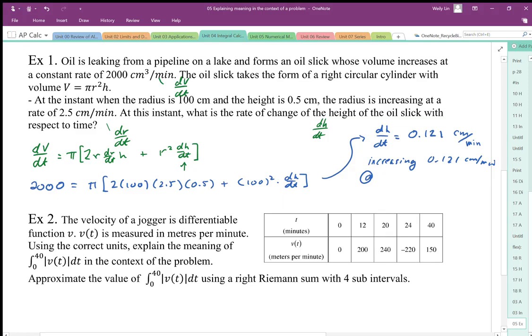And we can say that the specific point it gave us was when the radius is 100 centimeters, or we could also say that it's when the height is 0.5 centimeters. So at r equals 100 centimeters and h equals 0.5 centimeters. Okay, so if we want full marks, we need to again note that this is happening at a specific point, it's increasing, and also the units of that rate.